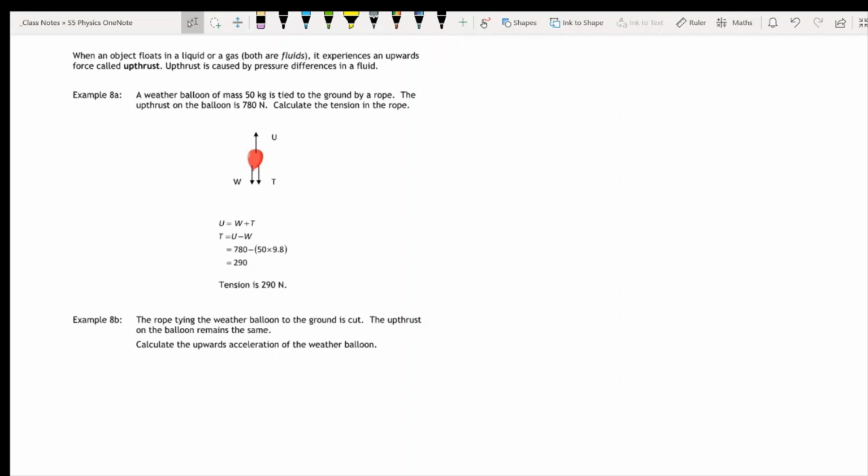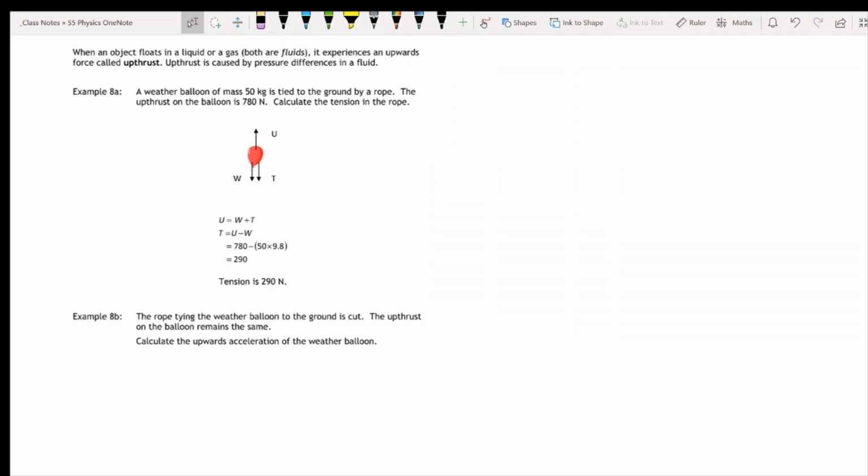So for example, a weather balloon of mass 50 kilograms is tied to the ground by a rope. Okay, so there's another rope involved, so there's going to be tension involved again. The upthrust on the balloon is 780 newtons. Calculate the tension in the rope. So the first thing to do is draw a diagram. So we've got a diagram there drawn for us. We've got an upwards force, the upthrust. We've got the weight downwards, and we've also got tension downwards on the rope.